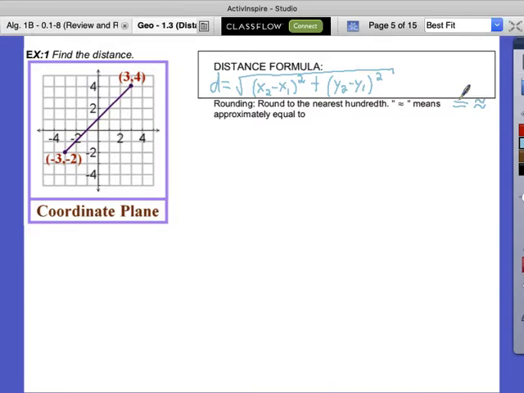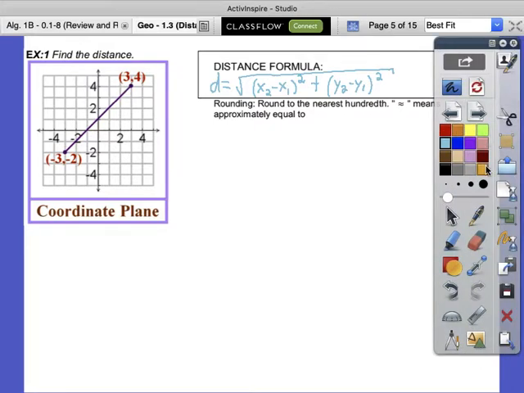So now let's actually do the distance between these 2 points.